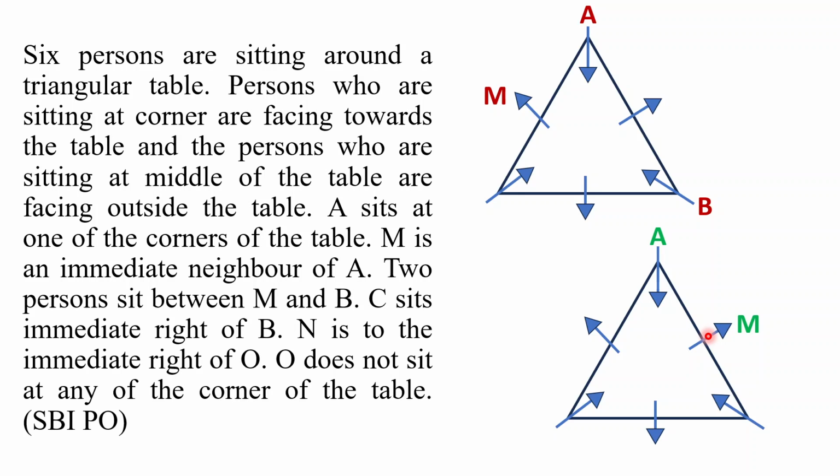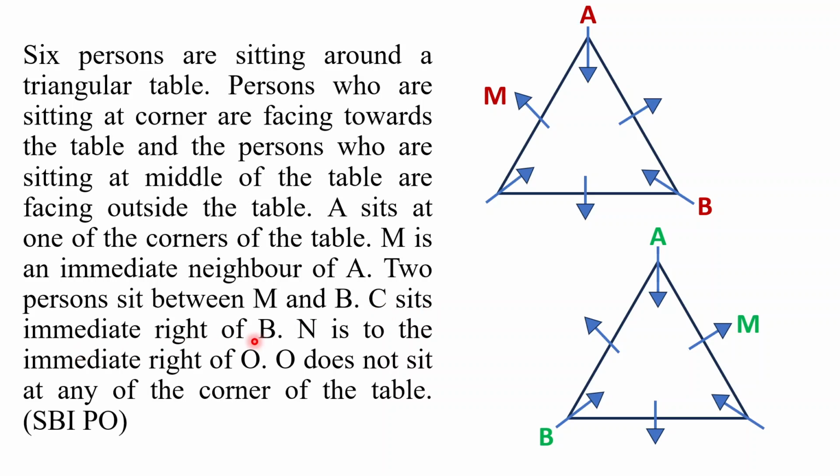The same thing we are going to apply in case number 2. To the right side of M, count 1, 2 means B will be placed here at this position when we see from the right side of M. Now from the left side of M also count 1, 2 means B will be placed here at this position. So in case number 2, B is placed here at this position. From both the directions there are only two people between M and B. Okay, let's see what is given next.